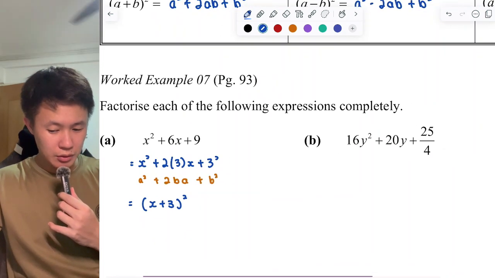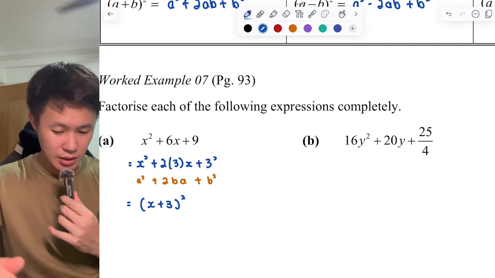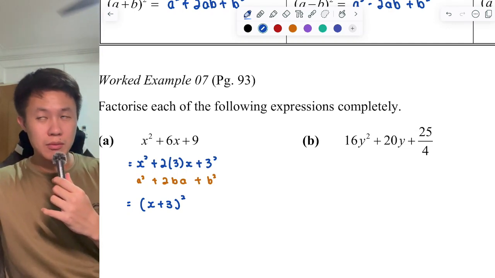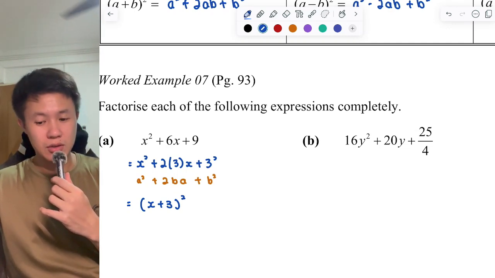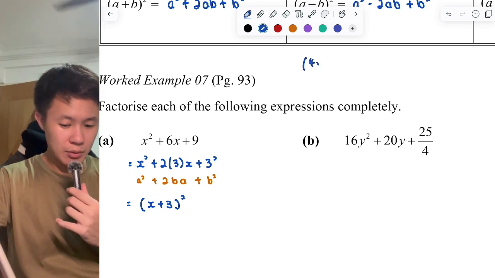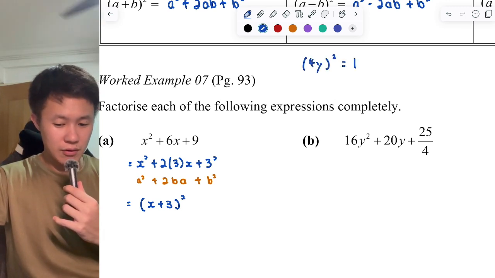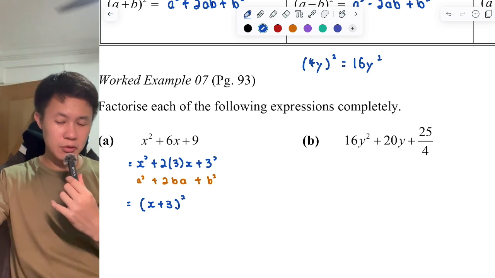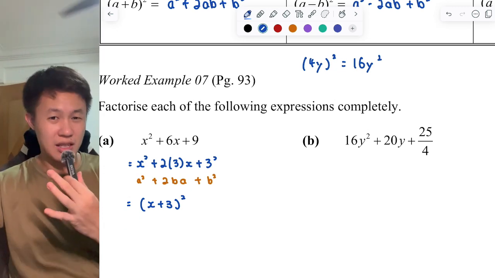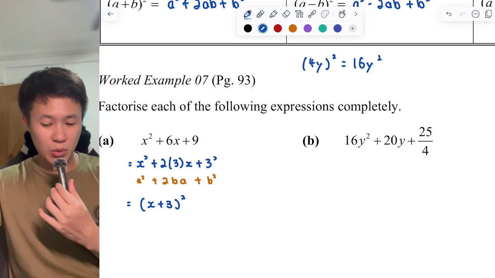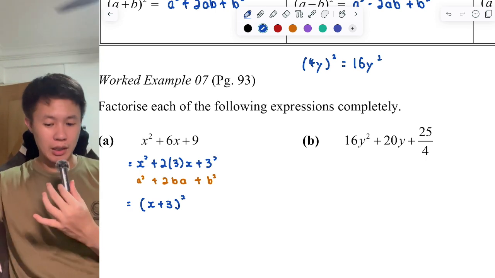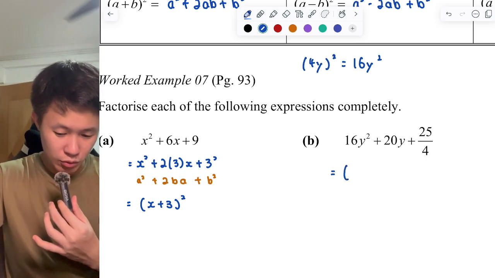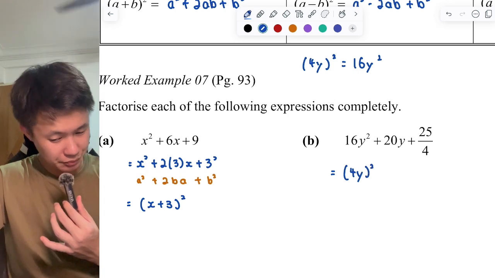Okay, we're going to go on to a little bit tougher one, which is something like that, 16y square. Now remember, when we did expansion, when I gave you (4y) bracket square, this will actually give you 16y square, because you square 4 and you square y square. So we're going to reverse this process, and you need to square root the coefficient of y square, because when you square root y square, you'll get y. So in this case, your a here will be (4y) bracket square.